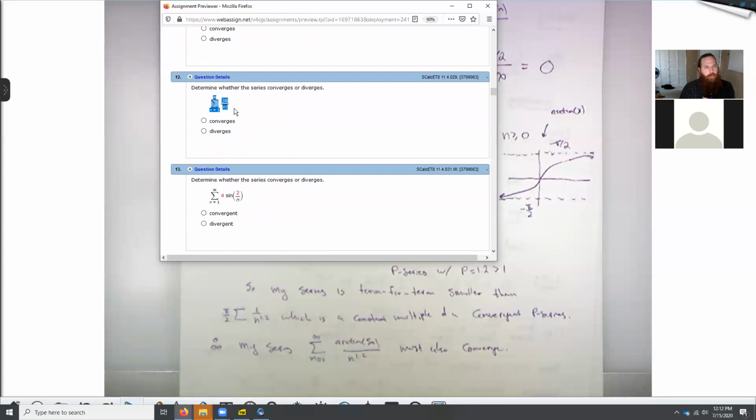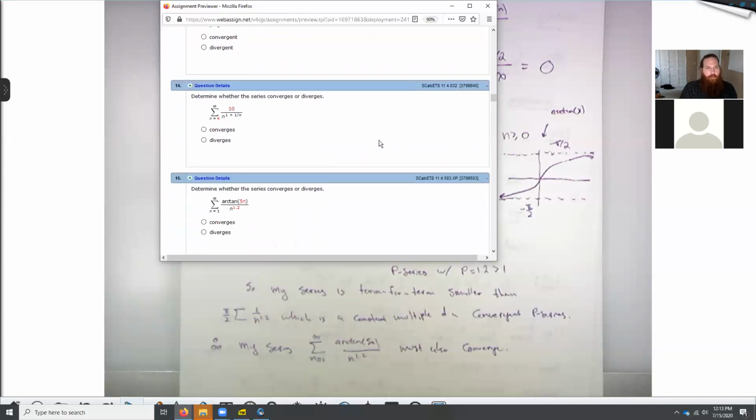Number 12, I'll give you a little hint here. Try a direct comparison. 1 over n factorial. N factorial is huge. So you can compare against something like 1 over n squared or 1 over n cubed or 1 over n to the 4. This will be smaller than all of those because n factorial is way bigger than n squared, n cubed, n to the 4.